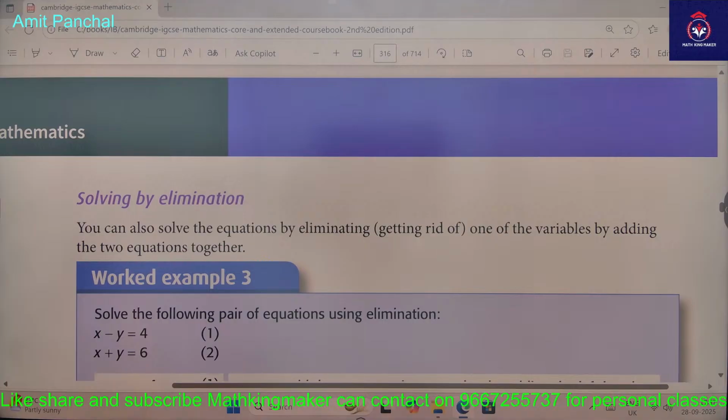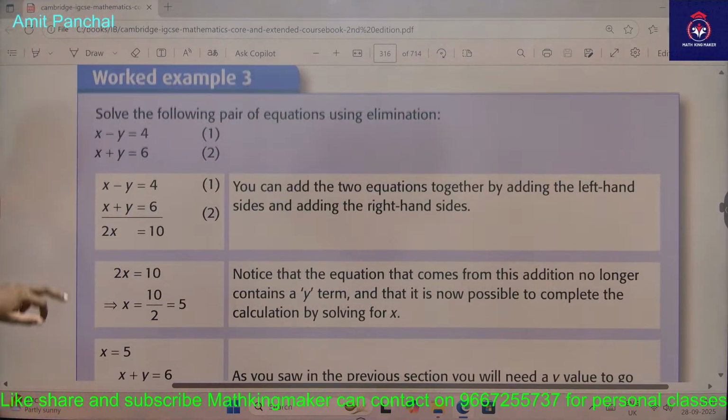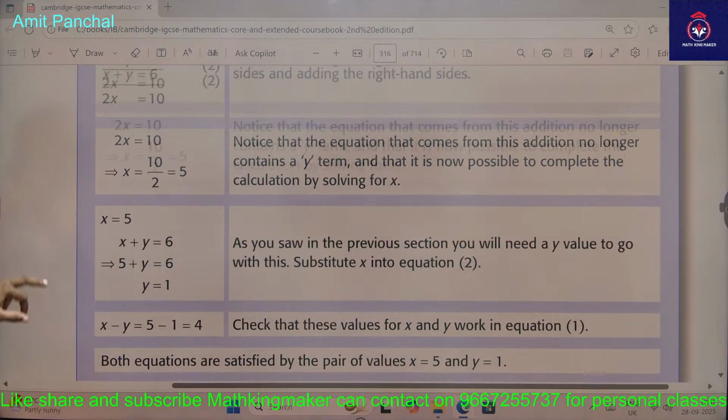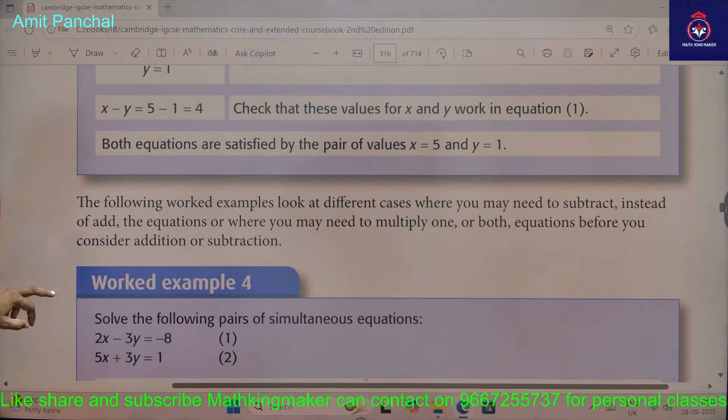y equals 1 and x equals 5. Just check these values. I also verified them. Okay, that means you're right. So x equal to 5 and y equal to 1. Got it? Yes.